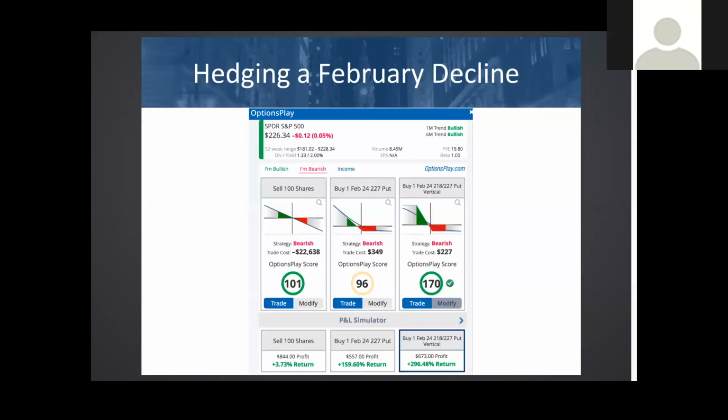So for $227, you can hedge $22,600 worth of the market. So if you had a $25,000 portfolio, putting on one of these put spreads would protect you on a roughly 4.5% decline in the market. And what's interesting is that's your total risk, $227, and your profit potential is down here. It's almost a 300% profit potential in this spread if the S&P 500 drops to 218 by February 24th, which is the expiration. So it just shows you how easy it is to protect yourself and enjoy the upside potential if the market continues higher.